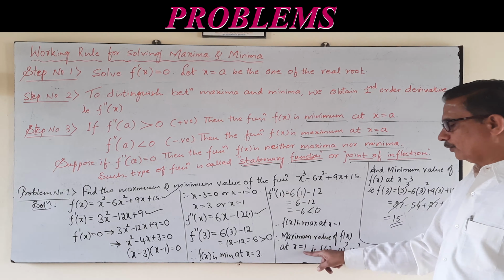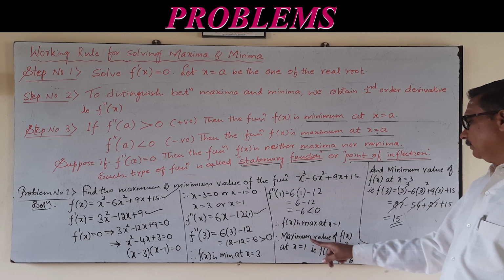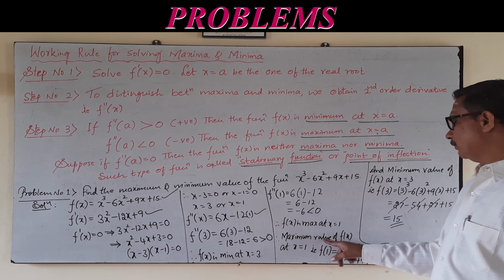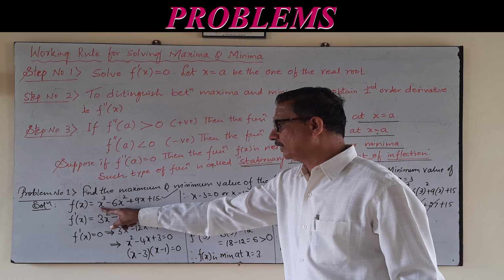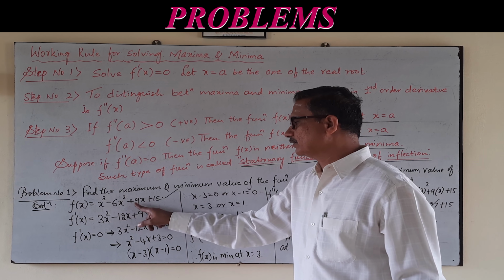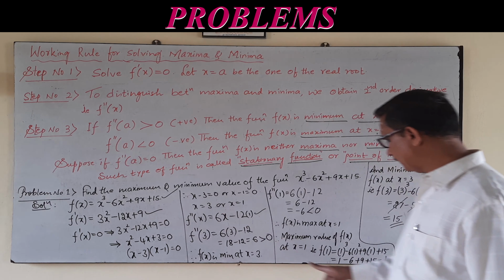If it is less than 0, then the function f of x is maximum at particular point x equal to 1. Therefore, maximum value of f of x at x equal to 1 means put x equal to 1 in given function f of x equal to, by taking x equal to 1, 1 cube minus 6 into 1 square plus 9 into 1 plus 15. After simplification, 19.